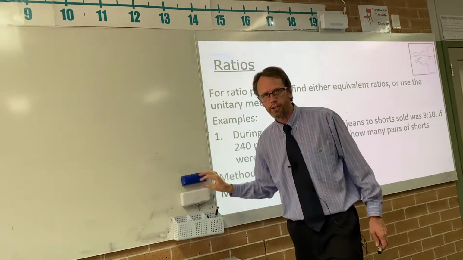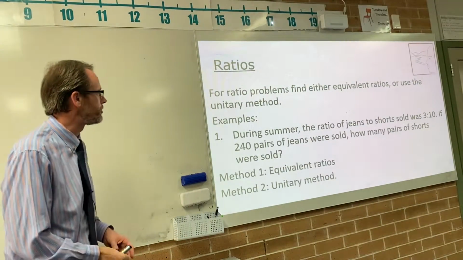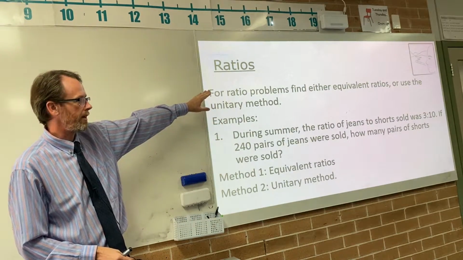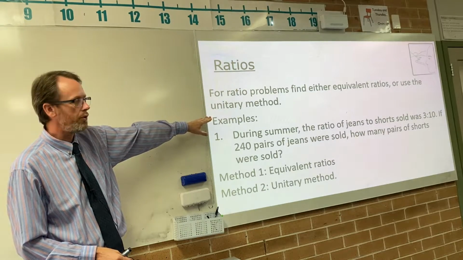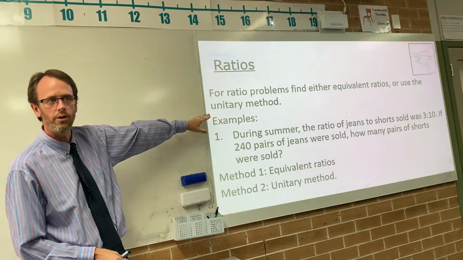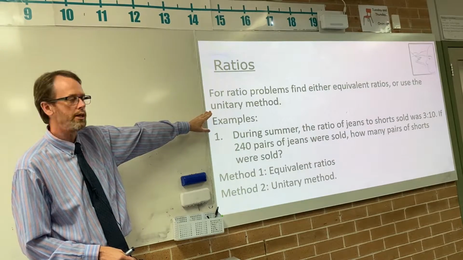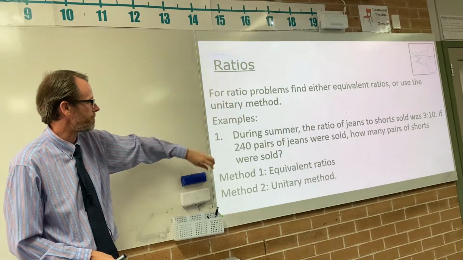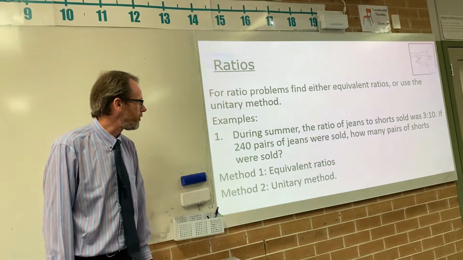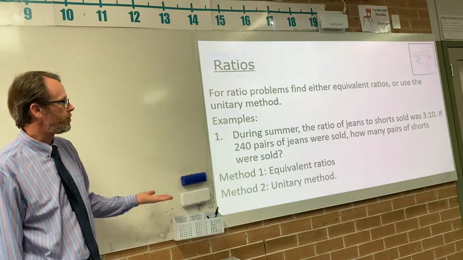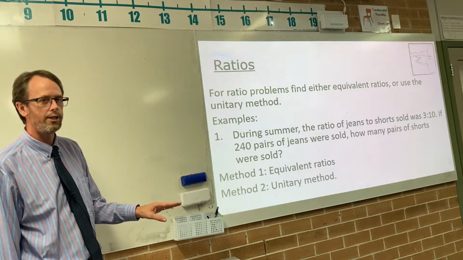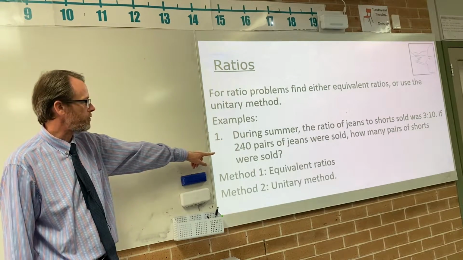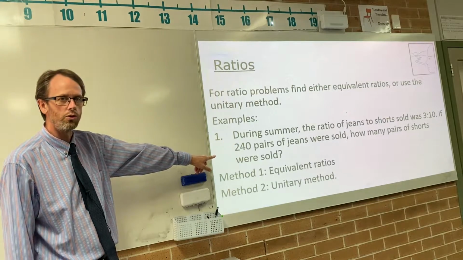But let's have a look at this question now. This is where it gets a fair bit more challenging. We can use either equivalent ratios or the unitary method. So in your examples that I got you to do at the start of the lesson, we were looking at equivalent fractions, because that's partly what you can use. All right, so here's the question. During summer, the ratio of jeans to shorts sold was 3 to 10. There's our ratio to start with. If 240 pairs of jeans were sold, how many pairs of shorts were sold?